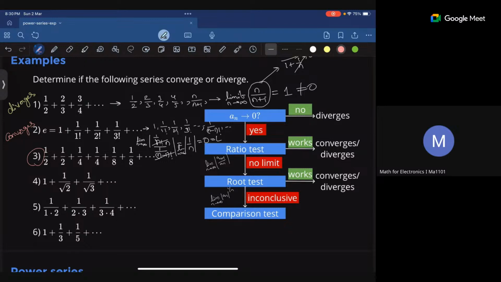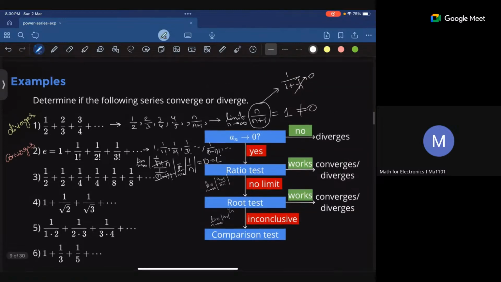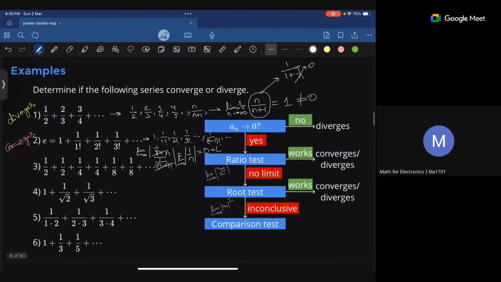So we have taken this example just to show you that the ratio test will fail, but the root test will pass. Okay. So we will take that later. Let's finish quickly 4, 5, 6.